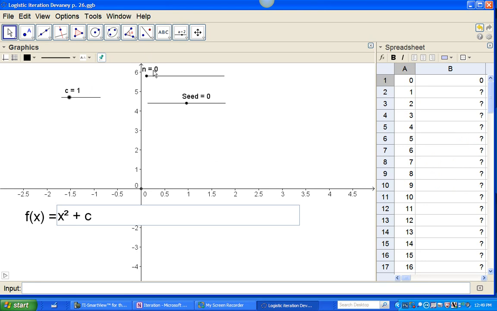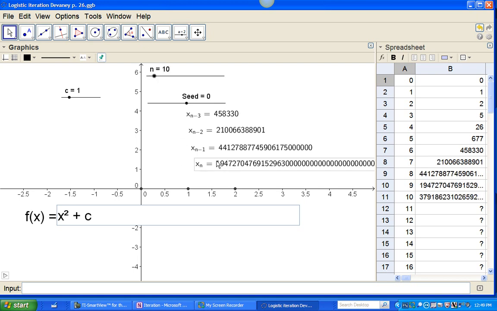And again, a seed of 0. And with c equals 1, you can see the numbers quickly get very big: 1, 2, 5, 26. And they're graphed down here as well. We started with c as 0, then we went to 1, then to 2, and then off the screen.